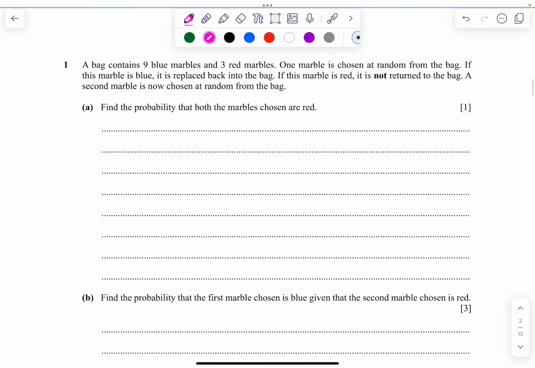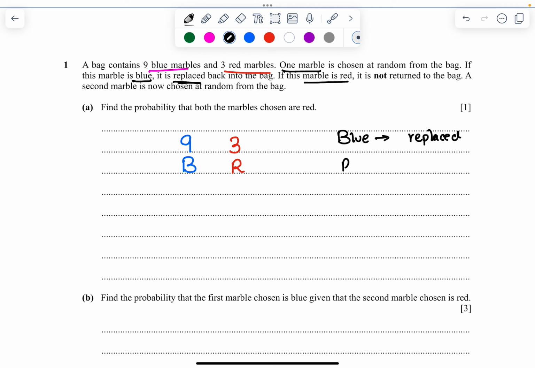Now, question number 1. A bag contains 9 blue marbles, 3 red marbles. 1 marble is chosen at random from the bag. How many marbles am I choosing? I'm choosing 1 marble at random. If this marble is blue, it is replaced. So if it is blue, what am I going to do? I am going to replace it.